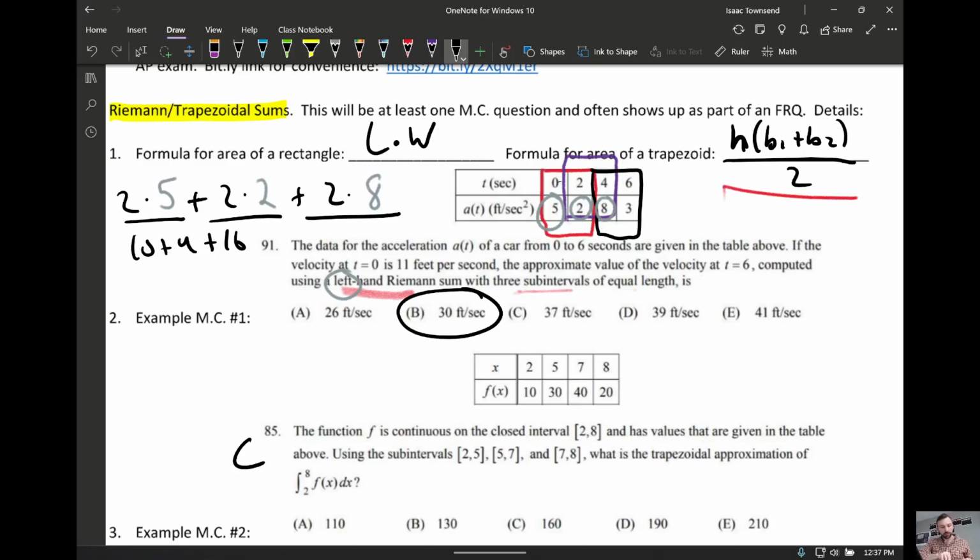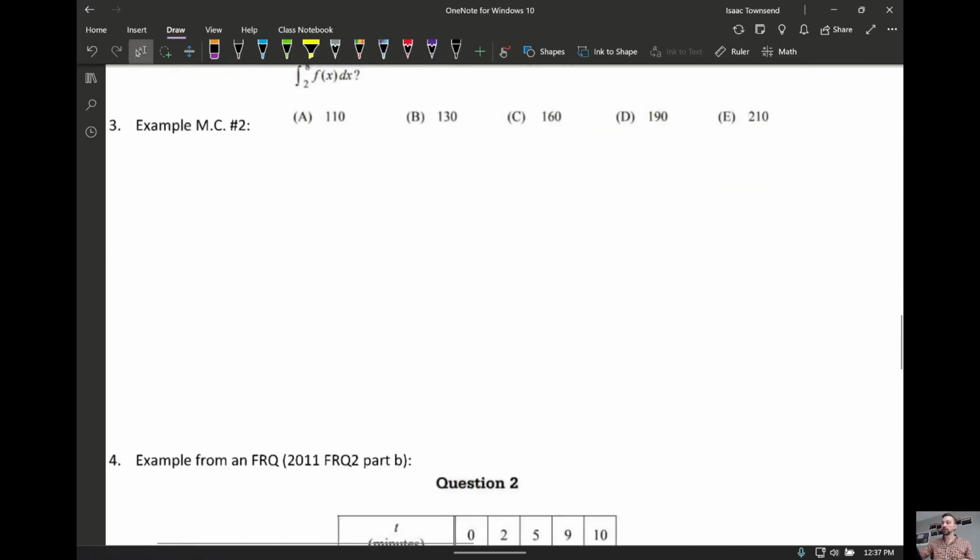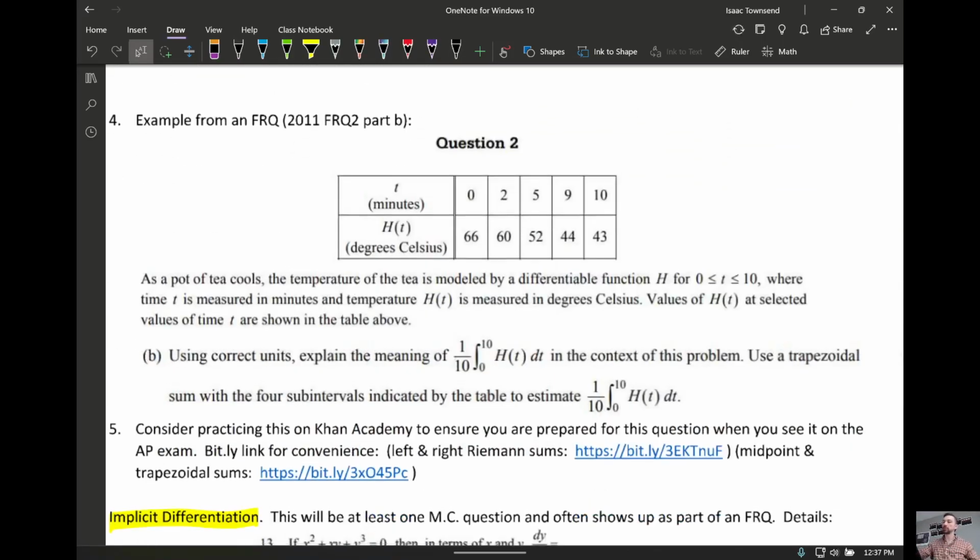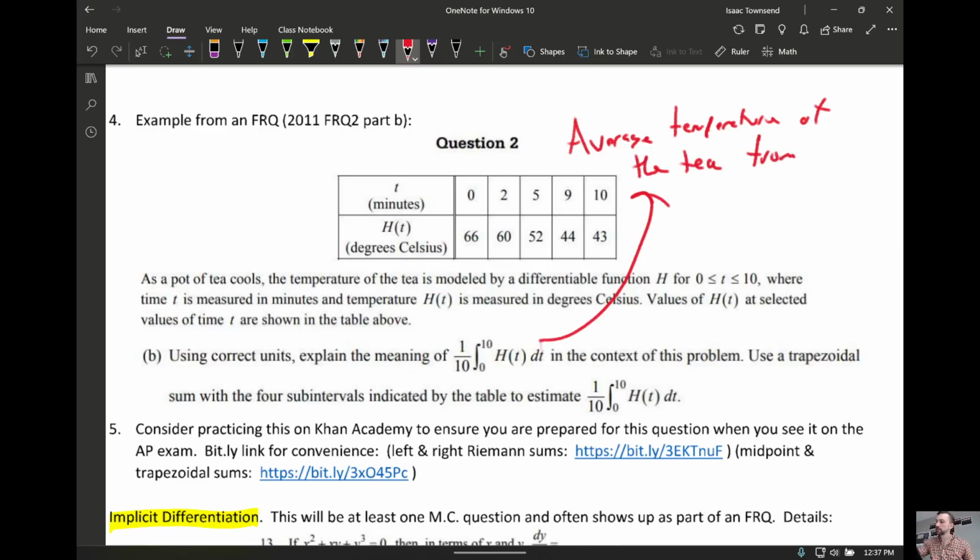Okay, and then there is one more on the next page, and then one more topic I want you to review. On the next page, this was part of an FRQ. So I do want you to think about this one, but same thing. I'm going to share the answer with you because I want you to know if you're on the right track or not. So this represented the average temperature of the tea from 0 minutes to 10 minutes. So when you work it, make sure that you get something similar.